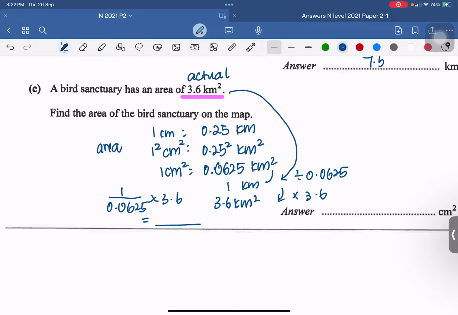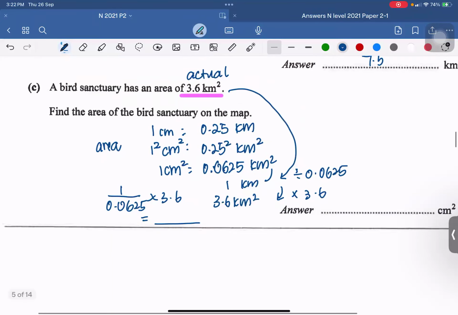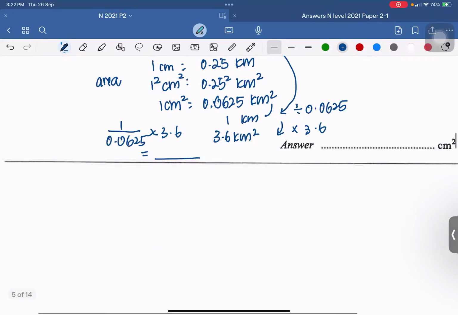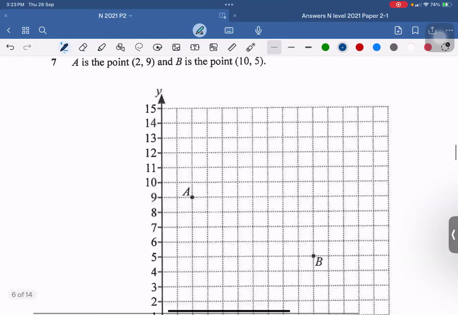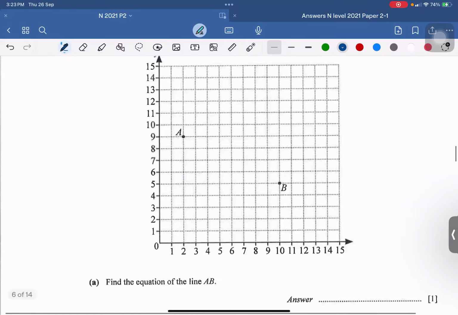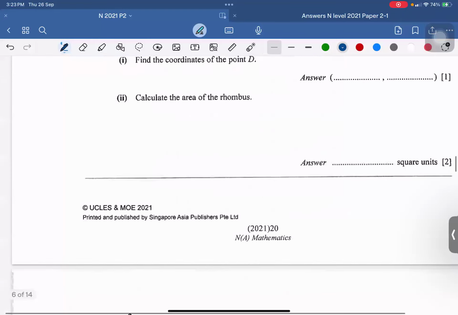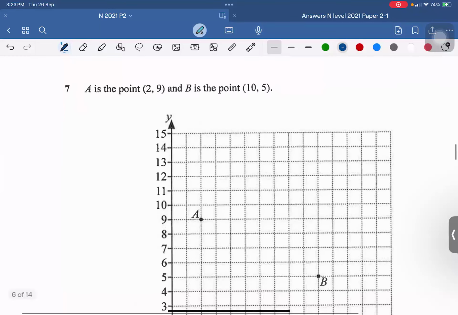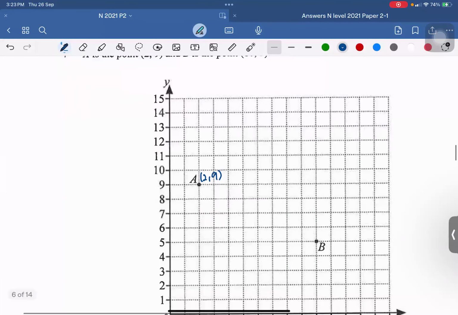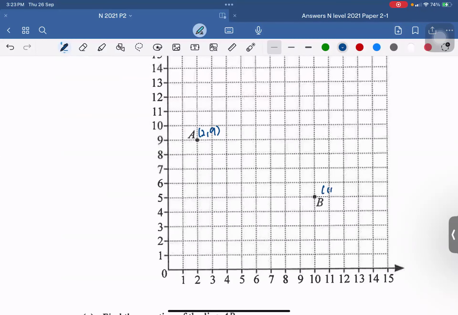Okay, I'm going to go through the next question. I need to go through this whole thing slowly again, so bear with me a little bit. First part, A is (2, 9). B is (10, 5).